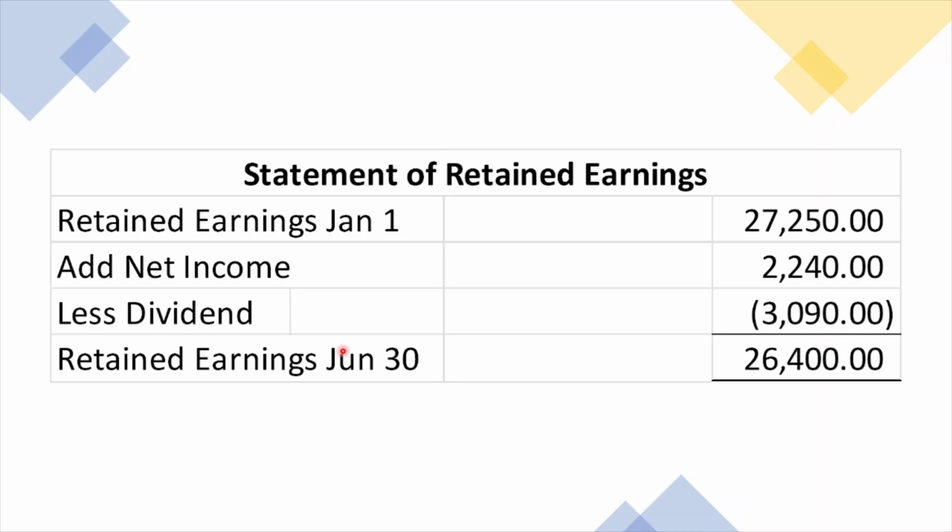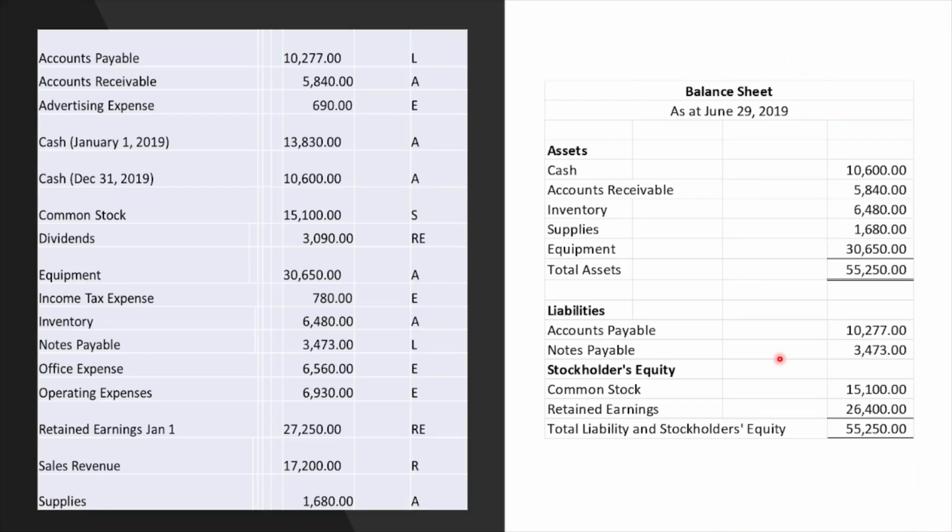I know I put June 30 here. That's just a mistake. It's December 31st. So that means you have this beginning retained earnings plus net income minus dividend gives you ending retained earnings. And then we can take this figure and then we can come and prepare our balance sheet. Remember, I've labeled each of these according to whether they are revenue, expenses, assets, liabilities, or stockholders' equity.